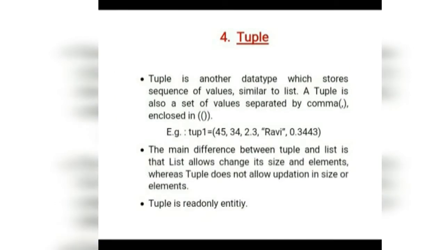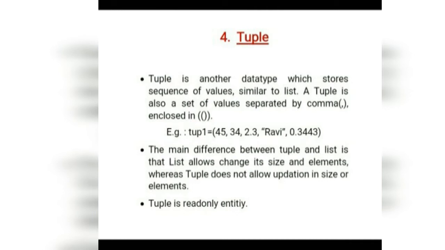Like string, on a list we can also apply these 3 operators. The next one is the tuple. The tuple is another data type which stores a sequence of values, similar to the list. The tuple is also a set of values separated by commas, but enclosed in parentheses. Here I have taken an example, a tuple tup1, where I have taken different data types enclosed in parentheses and separated by commas.